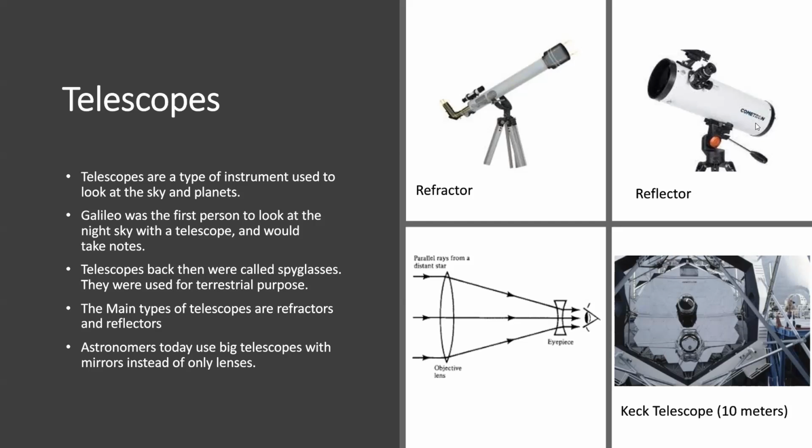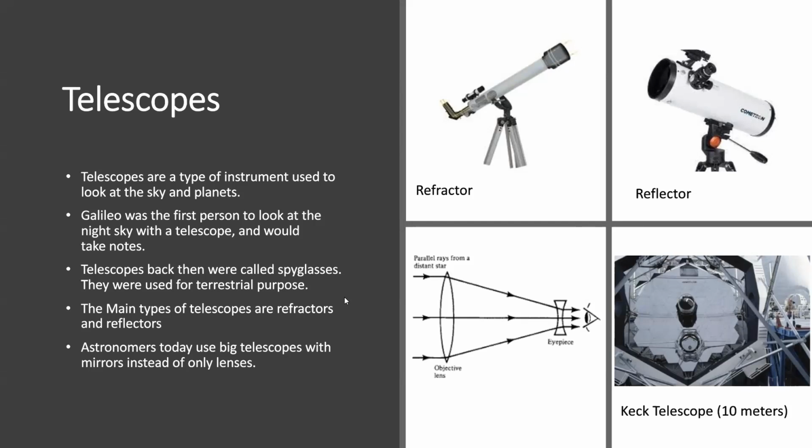Galileo was the first person to look at the night sky with a telescope, and he would take notes. Telescopes back then were called spyglasses, and they were mostly used for terrestrial purposes. The main types of telescopes today are refractors and reflectors, and astronomers today use big telescopes with mirrors instead of only lenses.